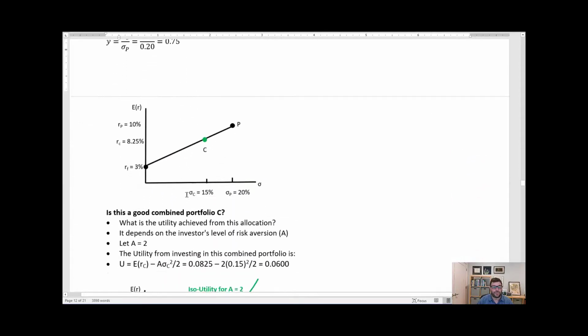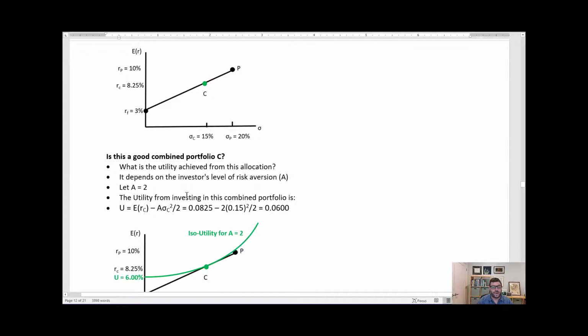And so I can scroll down, and now I have my graph. I can see that this person has chosen this combined portfolio C, this green portfolio, based on this risk and this return, and I can see that I am 75% in the risky, 25% in the risk-free. So I'm 75% of the way along this line, 75% of the way up this line. So the question is, is this good? Is this a good combined portfolio C?